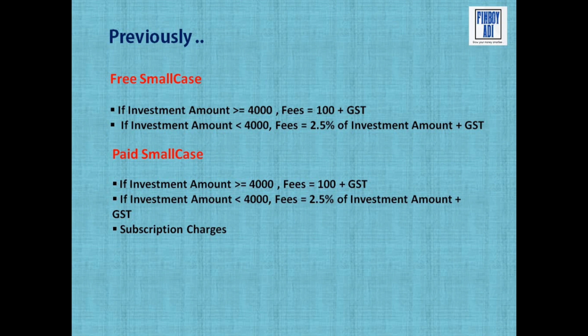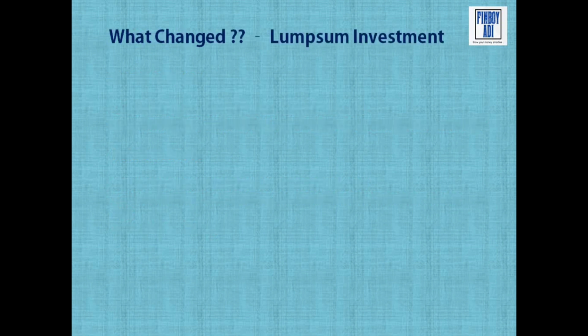From 21st of November there will be changes. Let's say you are doing a lump sum investment. If you don't know, in any Smallcase there is an invest more option, which means you can invest anytime as a lump sum in that Smallcase. Let's say when the market goes down and you want to invest, you can do that. That is called lump sum investment. There is a SIP investment and a lump sum investment, so let's understand what you have to pay for lump sum investment.